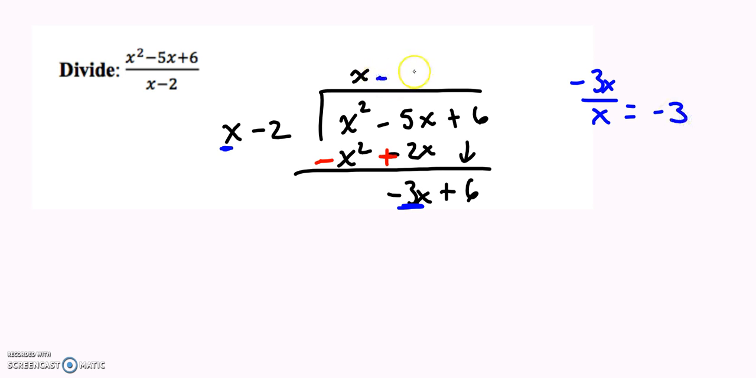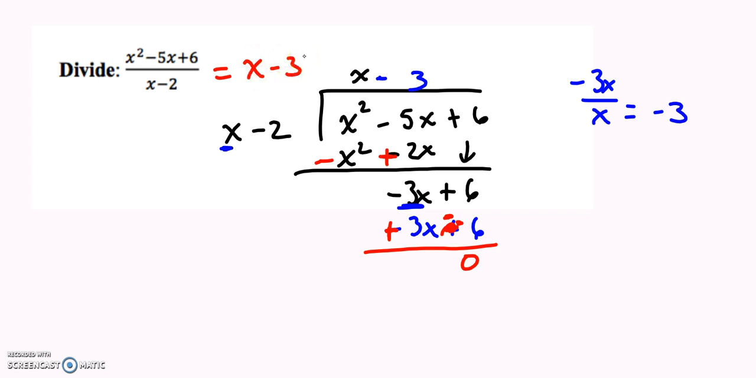So negative 3 should go here. Now if I multiply negative 3 times x, I get negative 3x. If I multiply negative 3 times negative 2, I get a positive 6. But remember, any numbers that we put down here after the multiplication need to be subtracted. So this needs to be subtracted, which is going to be a positive now, and this positive 6 minus 6 leaves a remainder of 0. So what we found is x squared minus 5x plus 6 divided by x minus 2 is equal to x minus 3 with a remainder of 0.